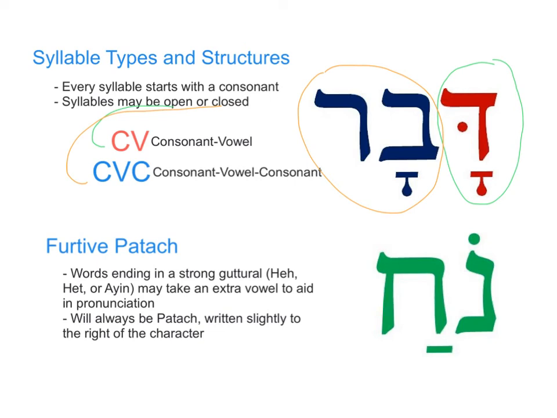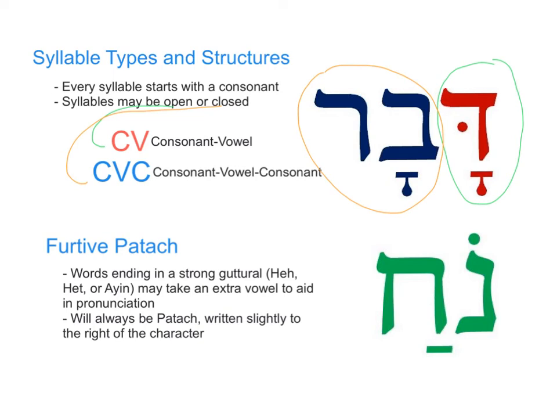And we can see that working itself out here. This is one of our vocabulary words for this chapter. Da-var. This word simply means word or thing or matter. The way we pronounce that is da-var, because this syllable here starts with a consonant. It ends with a vowel. This syllable starts with a consonant. It has a vowel, but then we have another consonant. So it's a closed syllable. Da-var.